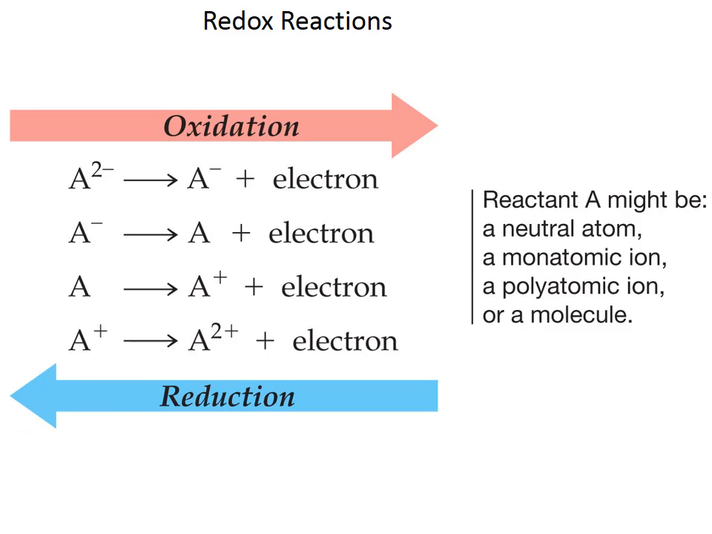Now this is showing you that oxidation is the loss of electrons. You would go from a more negative species to a more positive species, so either A2 minus to A minus, or A minus to neutral, or neutral to +1, or +1 to +2. So the reactants might be an anion or a cation or a neutral atom. Reduction would be the corresponding opposite reaction, right? So reduction of A2 plus would form A plus.